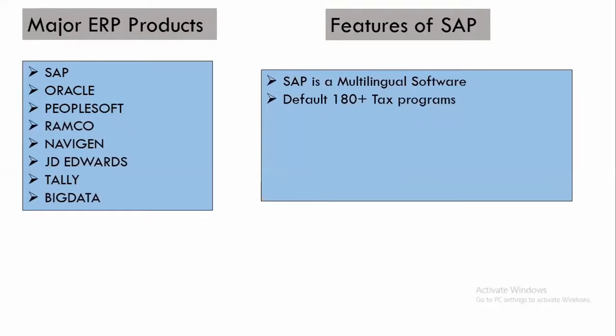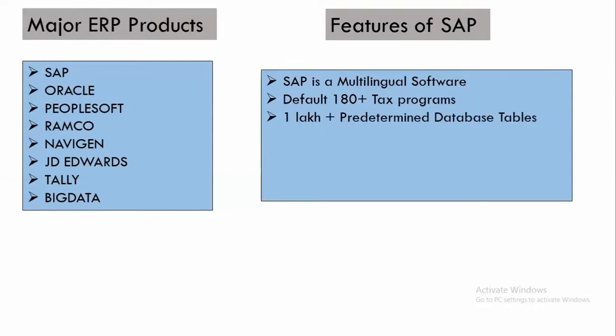See, I have discussed with you earlier. In 2010, according to the survey, there were 120 countries. Now it has been updated to 180 countries. According to 180 countries, it will have 180 tax programs. The tax programs are built in.